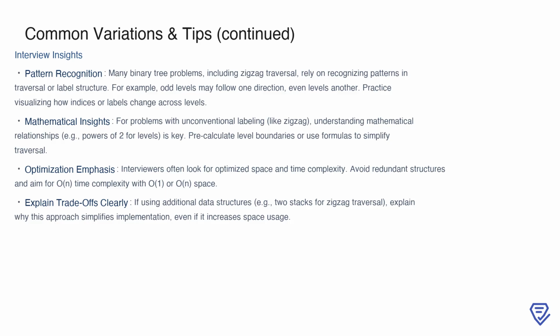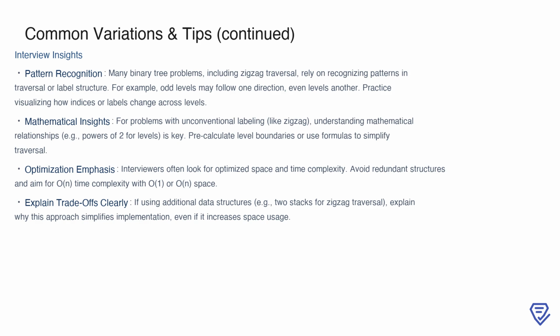Now let's consider some insights that can help you excel in interviews. Recognizing patterns is a vital skill when solving binary tree problems, especially those with zigzag traversal. For example, odd levels might follow one direction, while even levels follow another. Visualizing how labels or indices shift across levels can make these patterns easier to identify. Mathematical insights are also crucial for unconventional labeling schemes. Specifically, understanding the relationships defined by powers of 2 can simplify your approach. For example, pre-calculating level boundaries or deriving formulas can help you navigate the tree more efficiently.